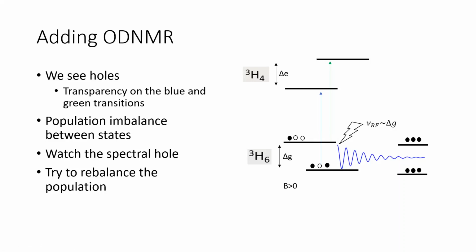Now, this is something we're very interested in. We want to determine delta G for a whole series of fields and for a whole series of orientations. And so if we apply many different RF fields to our sample, we can check which ones get rid of our spectral hole, rebalance our population, and destroy our transmission through the sample. And we do just that to conduct ODNMR.